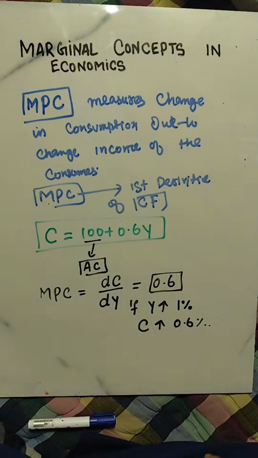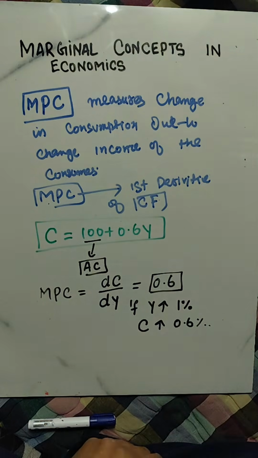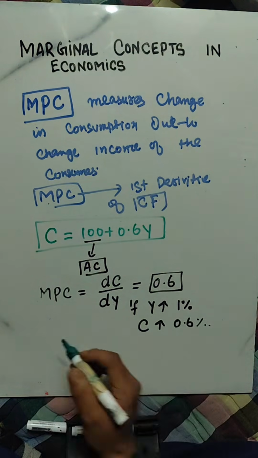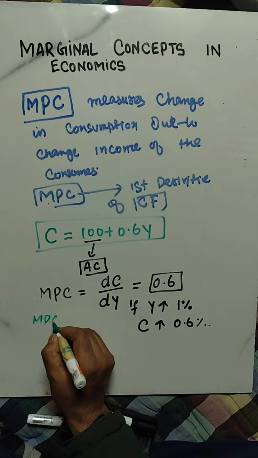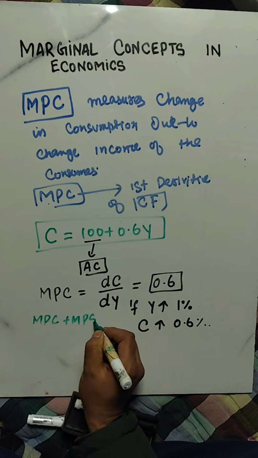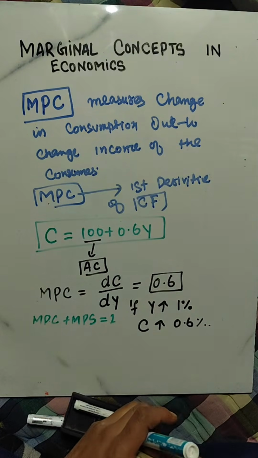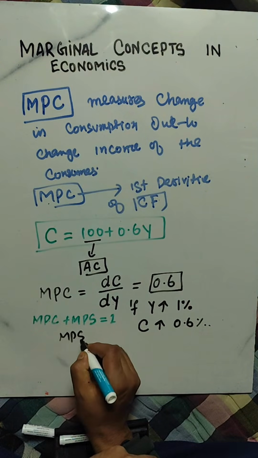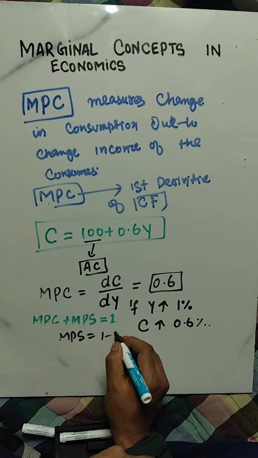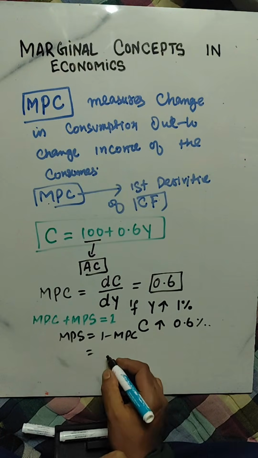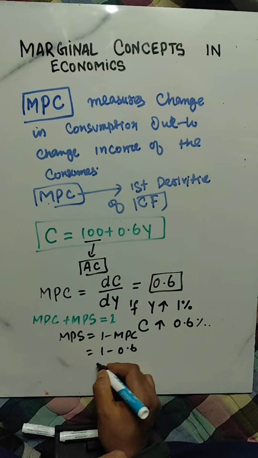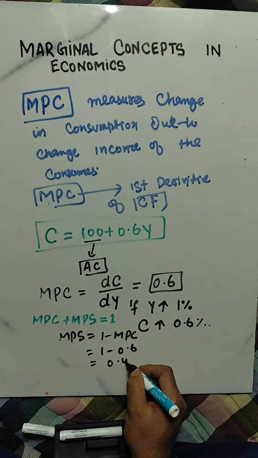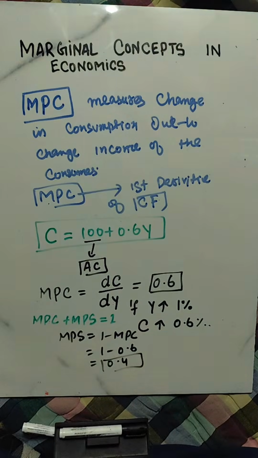Okay, so let's take another concept, what we call the marginal propensity to save. We know the relationship, and I will not derive it here. One important thing is that the sum of marginal propensity to consume and marginal propensity to save is equal to 1. So here we can calculate the marginal propensity to save also. Transposing, marginal propensity to save will be equal to 1 minus marginal propensity to consume, and in this case it will be 1 minus 0.6, that is 0.4. So we can calculate this also.